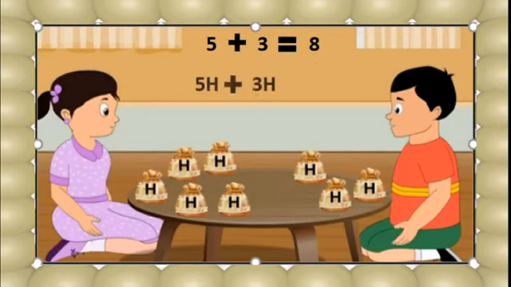Now we will add them. 500 plus 300 is equal to how many hundred? Yes, you are right. That is 800. Very good. Like this we have to do the addition.